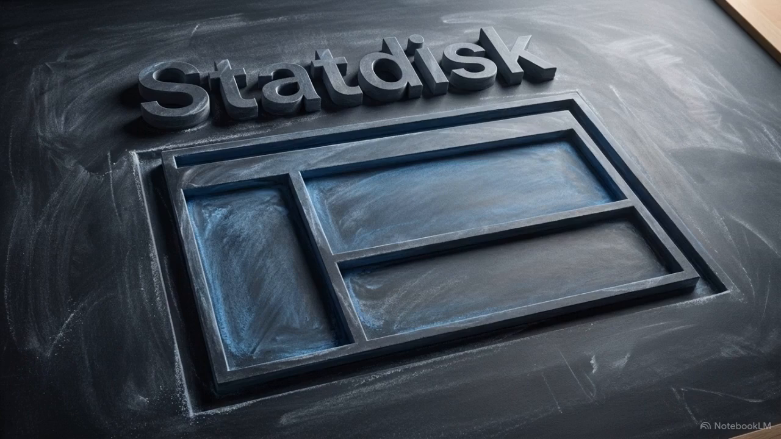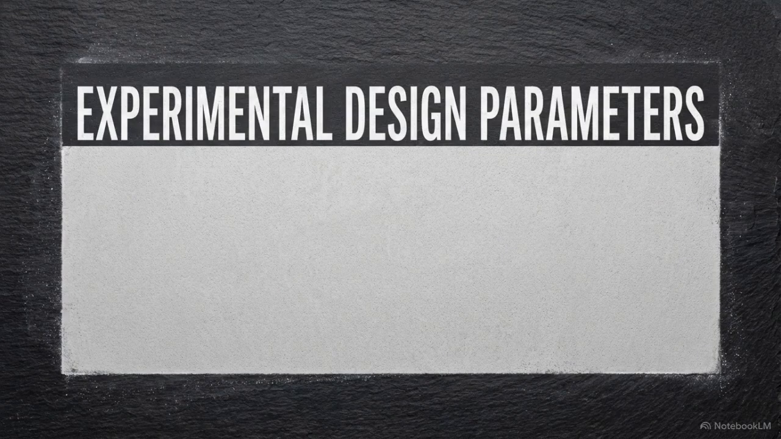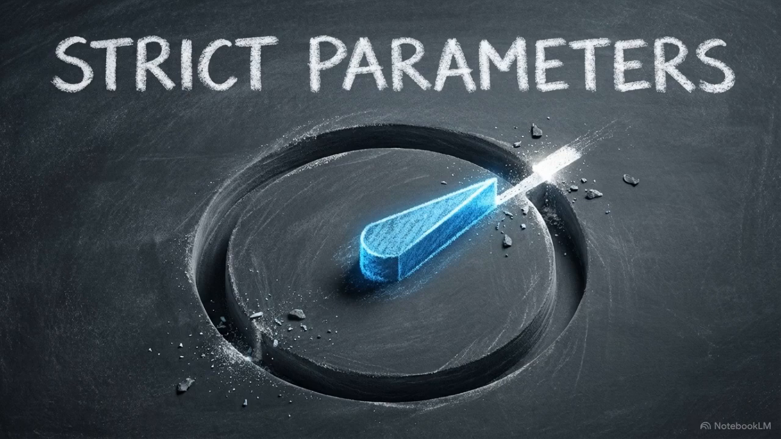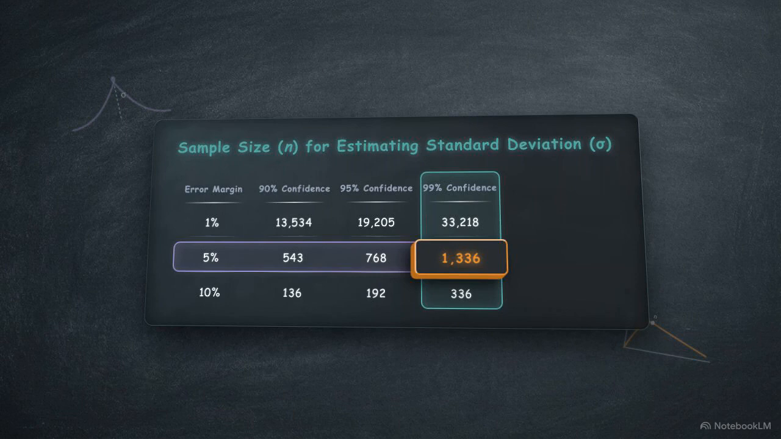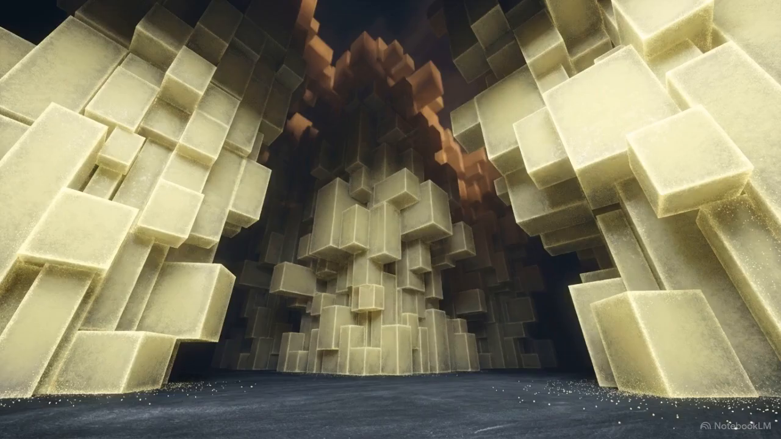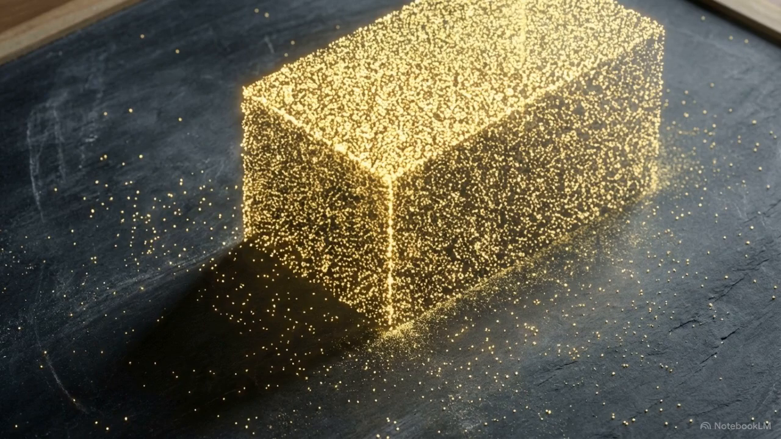Let's set a strict design parameter. We demand to be 99% confident that our estimate will land within a tight 5% margin of error. When we consult the reference table, intersecting a 99% confidence level with a strict 5% error allowance reveals our target number. The required scale is massive. To achieve that exact level of precision for variance, the clinical experiment requires a sample size of 1,336 patients.